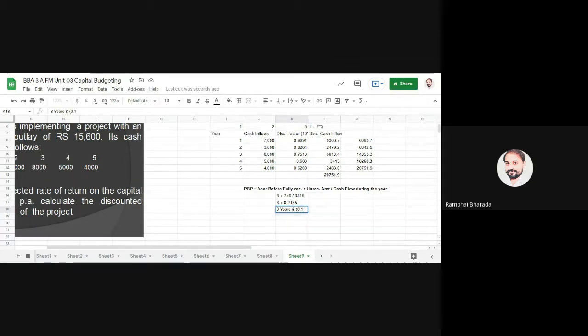0.218. Let's take this much. Now multiply it with 12. That is 2.616. So 3 years and 2 months.